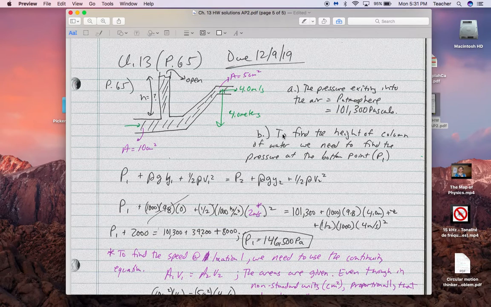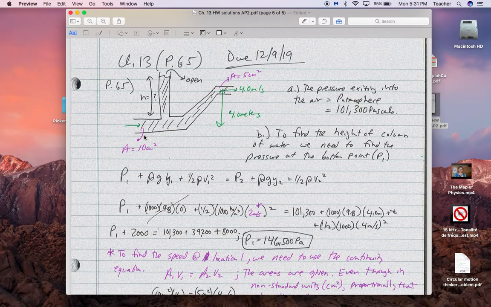For letter B, it says find the height of the column of water. We need to find the pressure at the bottom point. So basically we're trying to find the height of this thing. So we need to find the pressure here. So we know this is atmospheric pressure, and we know that this is a certain area.